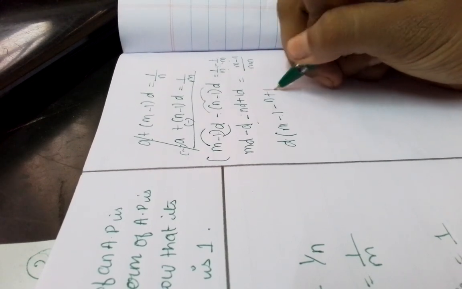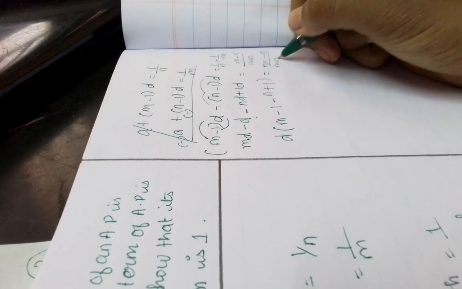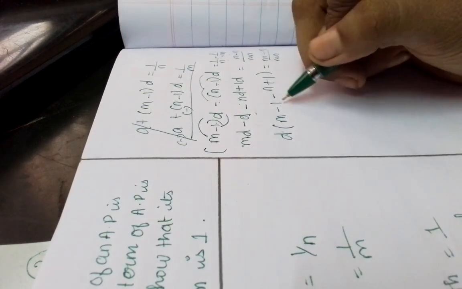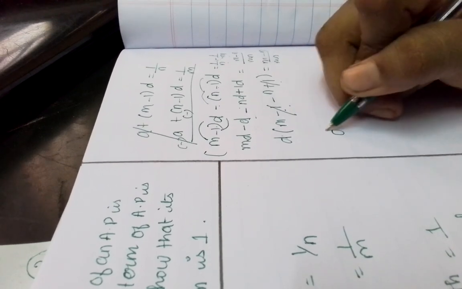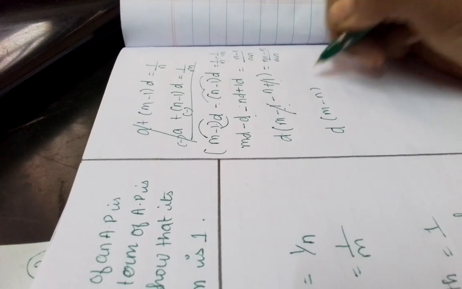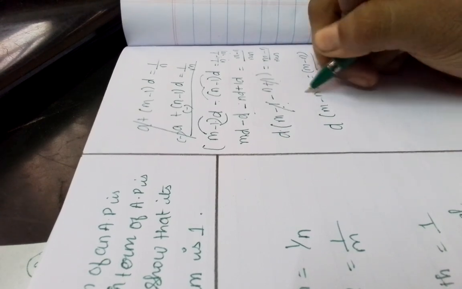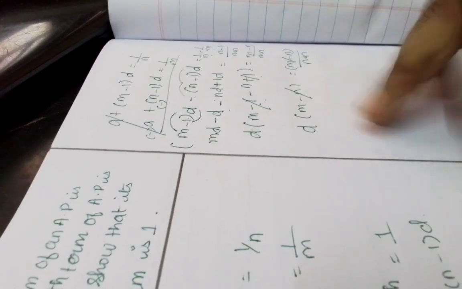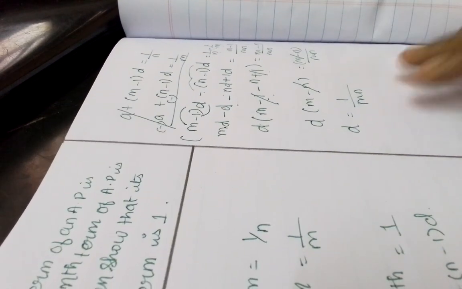So plus 1, which is equal to (m minus n) divided by mn, correct children? See over here, minus 1 plus 1 will get cancelled out. So d into (m minus n) is equal to (m minus n) divided by mn, correct? So m minus n, m minus n gets cancelled out. So d is equal to 1 by mn, correct children? Understood up to this step?